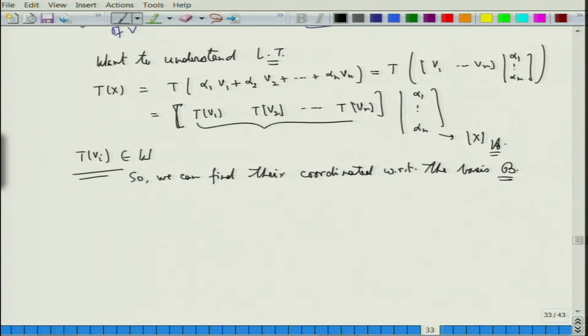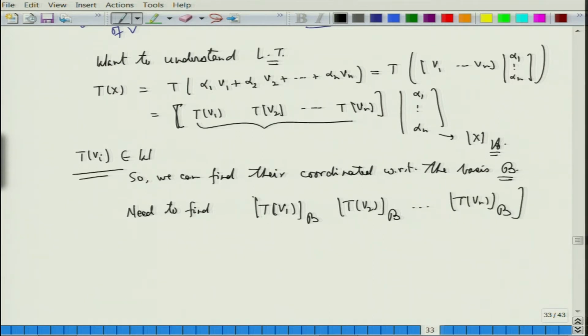Fine. So we need to find T of V1 with respect to B, T of V2 with respect to B, and T of Vn with respect to B. Fine, this is what we need to find out, and then something will come out here, and then we will proceed. Is that okay? This is what we had done for the ordered basis from A to B itself for the same vector space. So let me try to see it now in a different way.